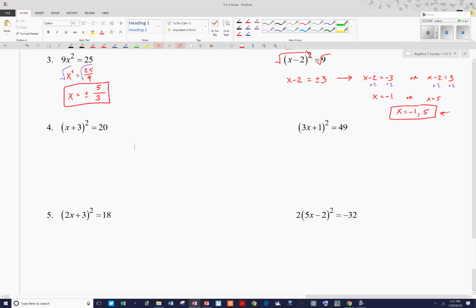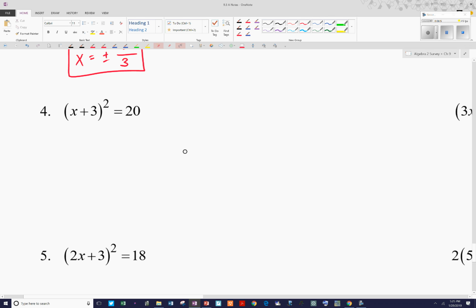All right. The next problem, we are ready to take the square root right here. The issue here is, though, 20, again, that's not a perfect square, so we don't want to pull out our calculators and find the decimal. We want to leave this exact. So on the left side, I'm left with x plus 3, because that cancels out with the squared. On the right side, we're going to do positive, negative. Let's separate 20.